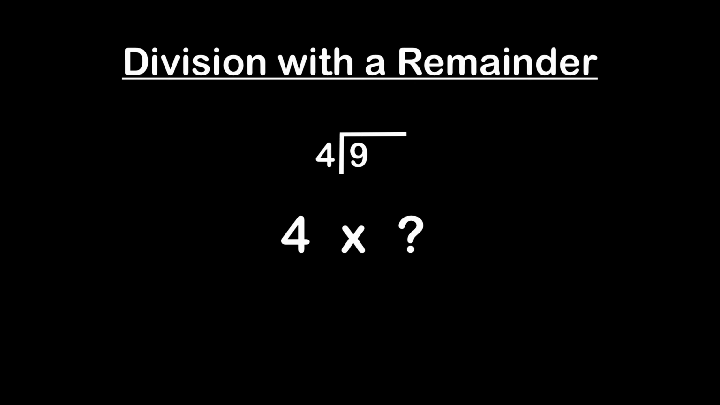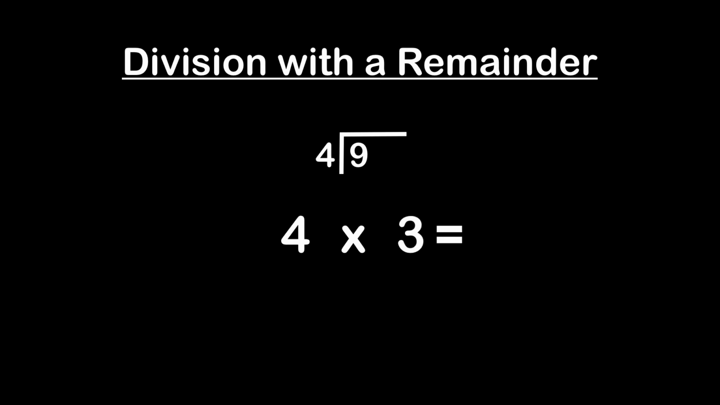So let's start at the beginning of our 4's times table and work our way up. So 4 times 1 is going to give us 4. Remember, we're trying to go all the way up to 9 or as close as possible, so we want to continue till we get there. So 4 times 2 is 8. We're still not at 9, so let's try one more time.